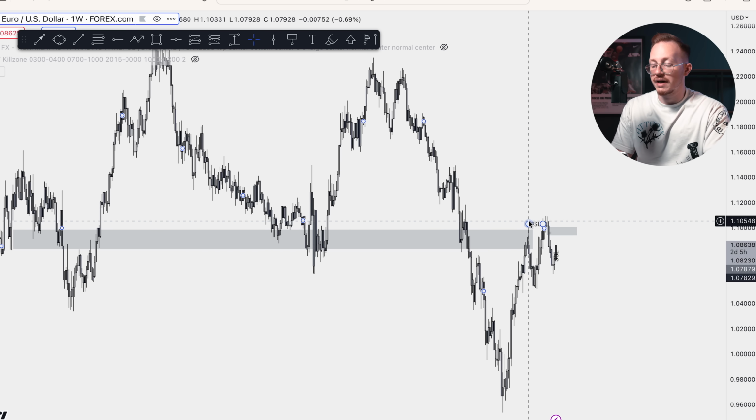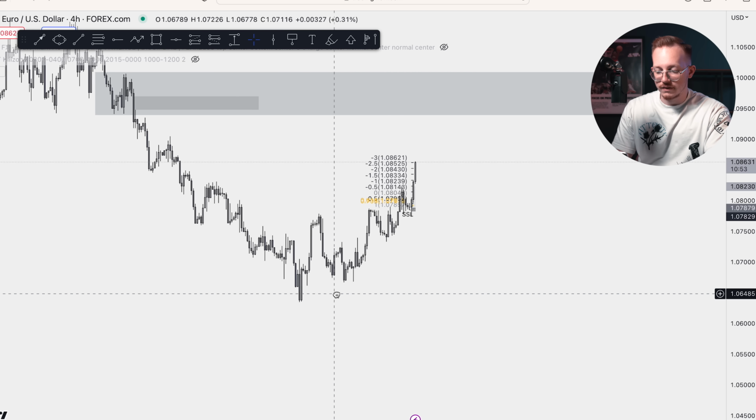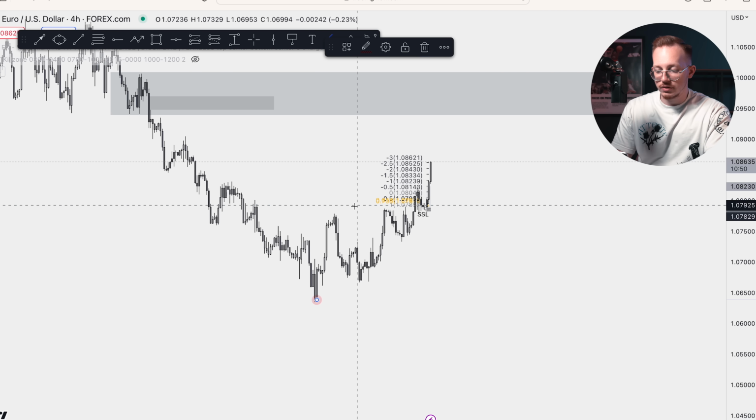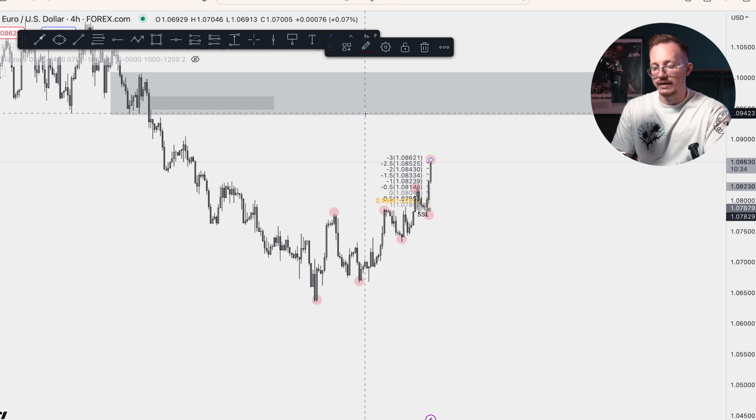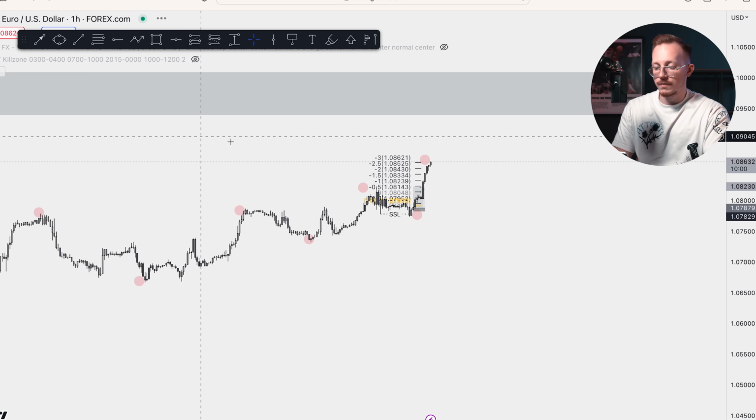Then on the 4 hour, if we are following structure from right here, we can see that we created a low, high, higher low, higher high, higher low, higher high, higher low. And now we are forming a potential higher high, right? Or not even a potential, it will definitely be a higher high, but we don't know where it will land yet. So with this narrative in place, we are zooming in again to the 1 hour.